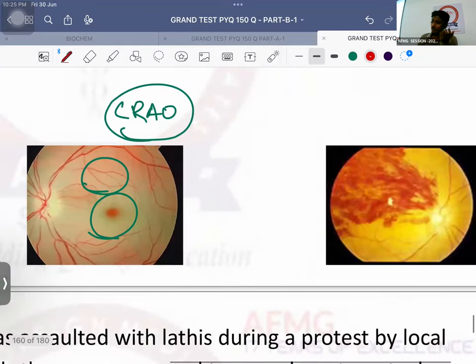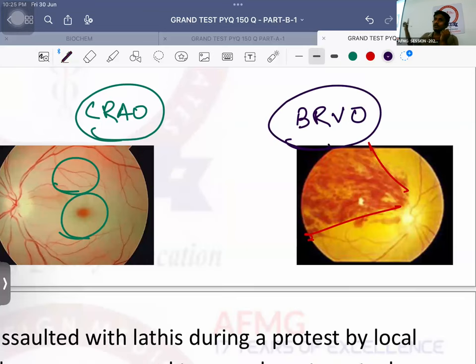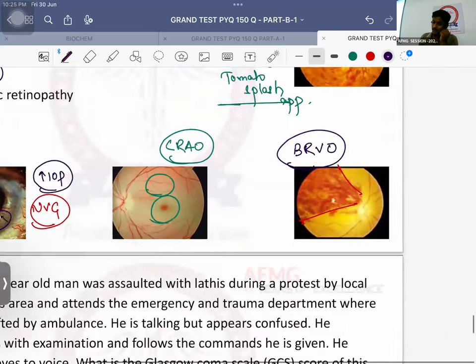Okay? And what is this? Pehle question aa chuka hai. BRVO. That is a branch retinal venous occlusion. This was a previous year question of FMG exam.